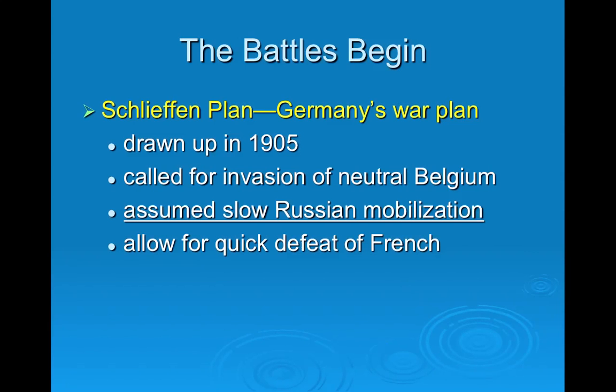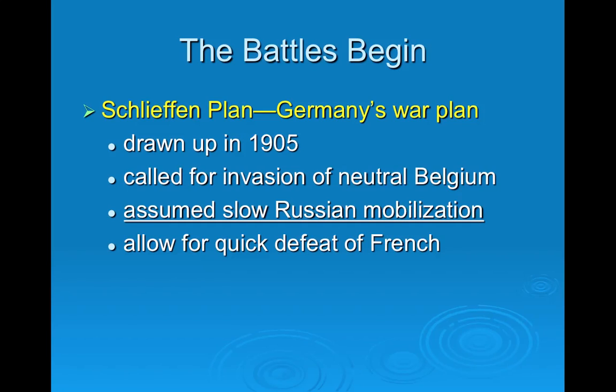Okay, it's called the Schlieffen Plan. Say it with me. Schlieffen. Say it. I know I can't see you, but say it. Schlieffen Plan, which is Germany's war plan. Isn't too hard because it sounds German. It's drawn up in 1905. Oh, what did I just say?